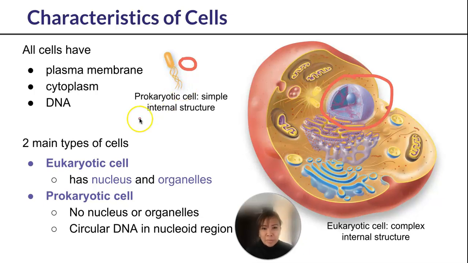So let's look at the two main types of cells, which we mentioned, right? The eukaryotic cell, which is right here. What distinguishes a eukaryotic cell is that it has a nucleus where we store DNA, as well as organelles. A prokaryotic cell, right here, does not have a nucleus nor organelles. And as I mentioned, its DNA is circular and in a nucleoid region, but it's not actually inside an internal structure, similar to what we see in eukaryotes.